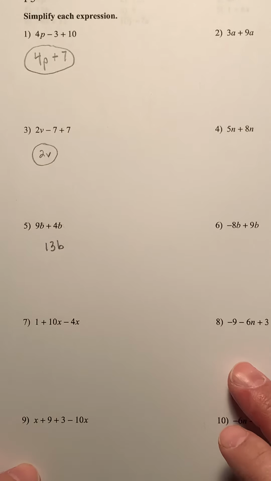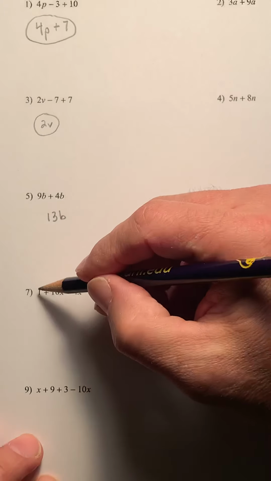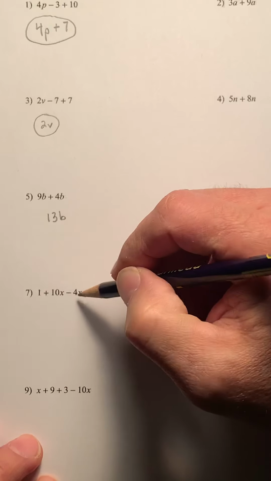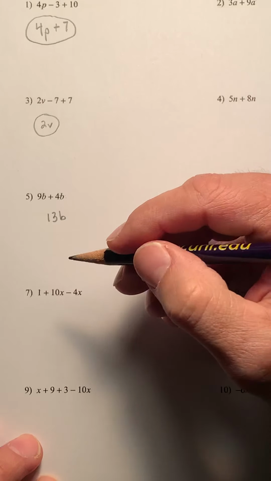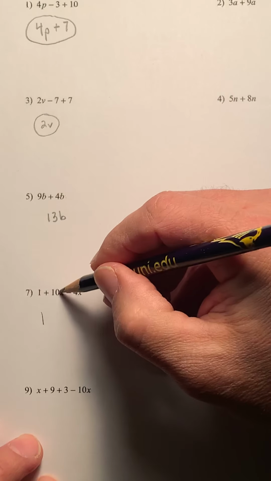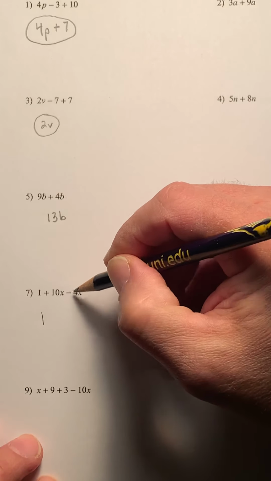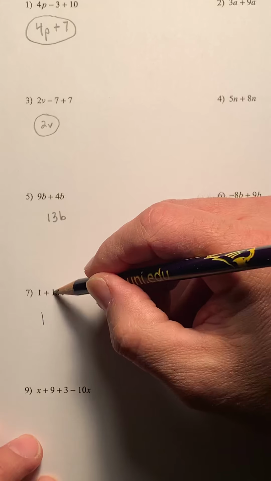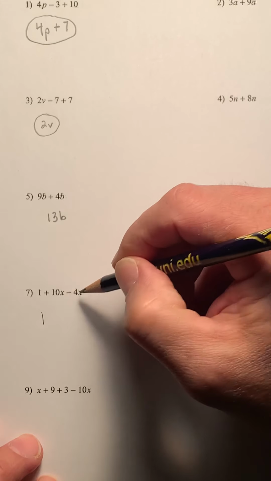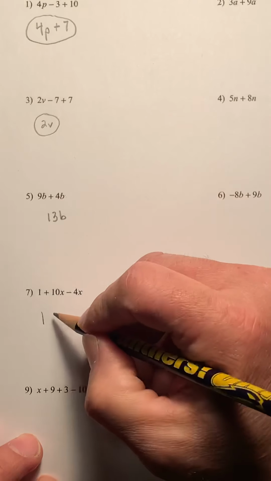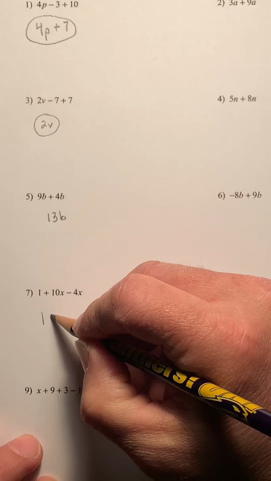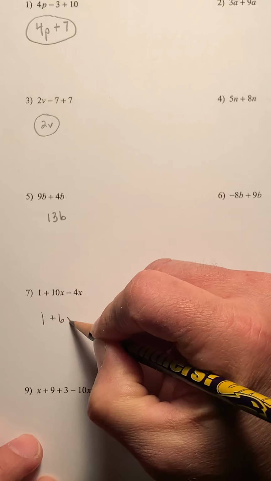In the case of number 7, we have a 1. There's no other single number in here without a variable, and so 1 is going to be part of our answer. We have a 10x and a -4x. Those guys both have an x in them. We can actually combine the +10 and the -4 because they both have the same variable, same exponent. In this case, they don't have an exponent, which means the exponent is 1. And so we have a +6, and we follow that up with a variable.